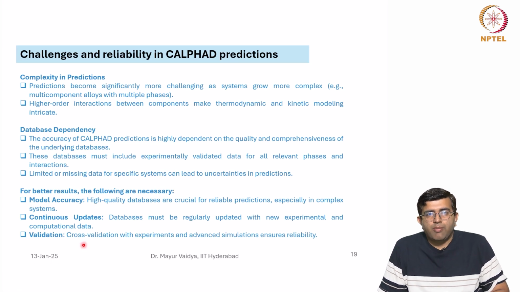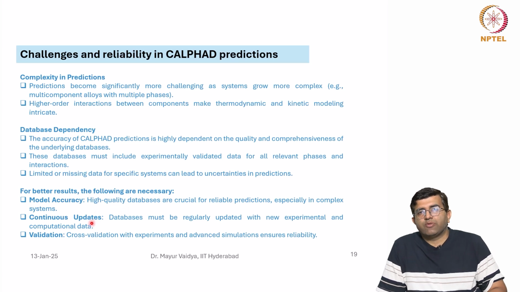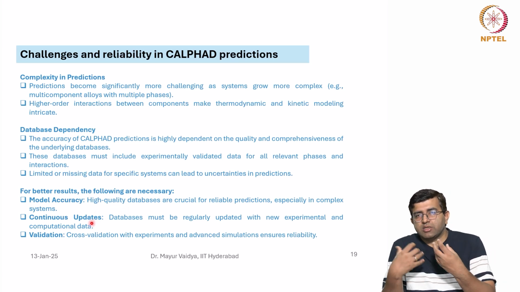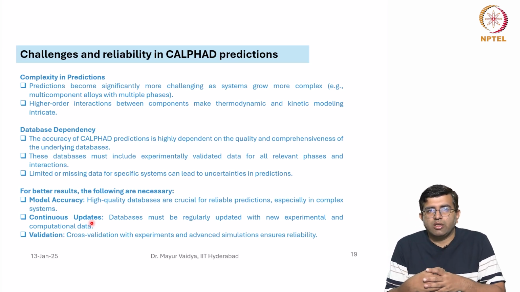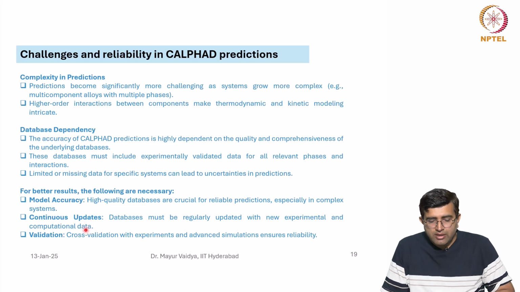So, for better results, you need model accuracy. That means high quality databases are crucial for reliable predictions. You need continuous updates, because if some new experiments have been done, some information about a new phase has come, or new data has been computed, then it should be updated in the database. And then validation, cross validation with experiments and advanced simulations, ensures further reliability.